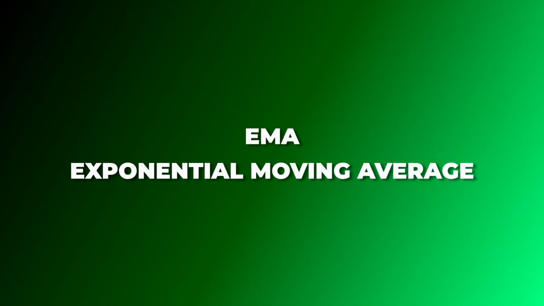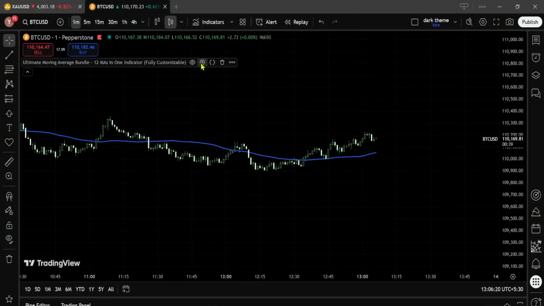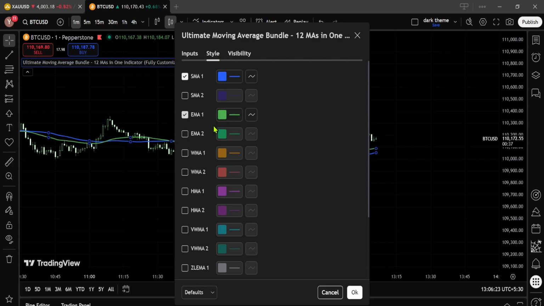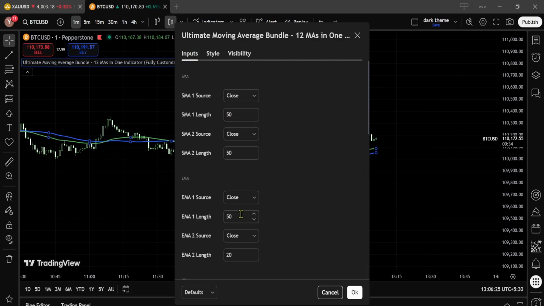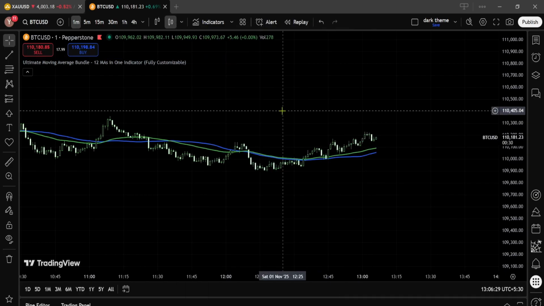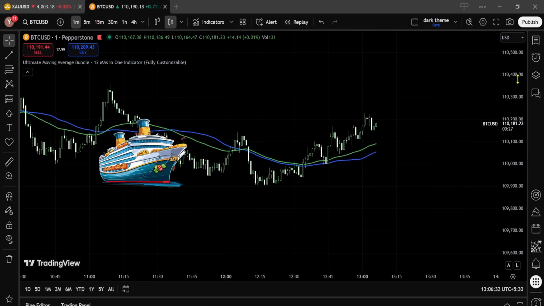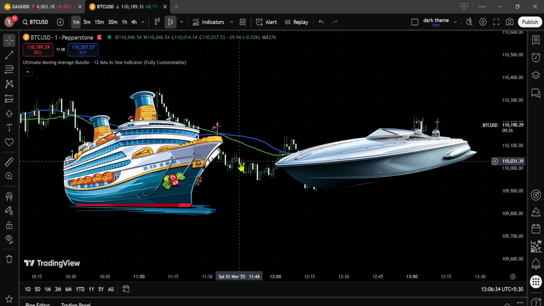Then we have the EMA, Exponential Moving Average. This one reacts faster because it gives more weight to recent price. Short-term traders and scalpers love the EMA because it moves quicker and gives earlier signals. If SMA is like a cruise ship, EMA is a speedboat.